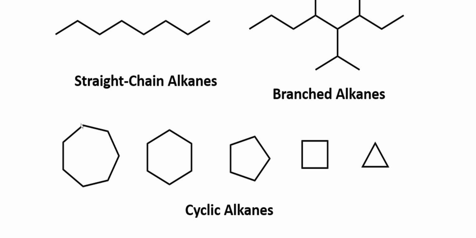For example, this one that has 1, 2, 3, 4, 5, 6, 7 is cycloheptane. This that has 6, cyclohexane, cyclopentane, cyclobutane, and cyclopropane.